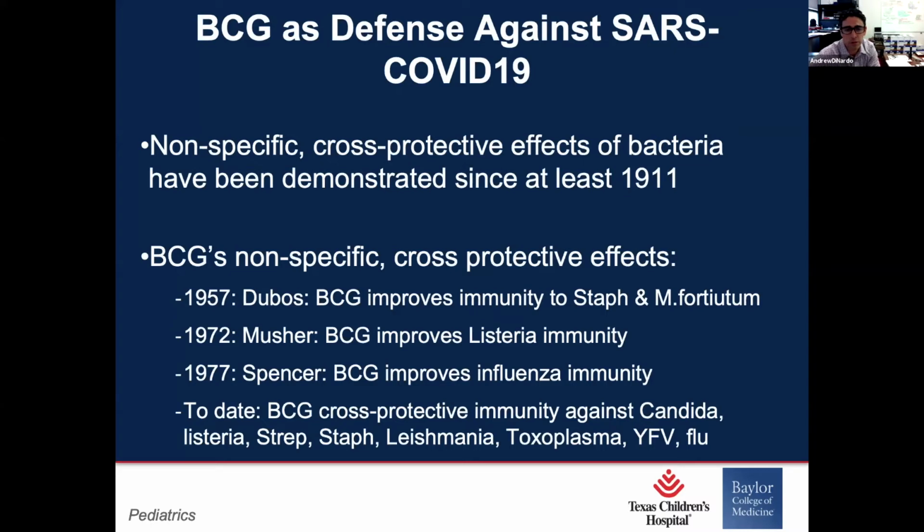Introduction. I'm going to fly through this to stay within my 6 to 7 minutes. So we've known that there's a non-specific cross-protective effect between bacteria since at least 1911. Here you have a bunch of historic studies specific to BCG that have demonstrated BCG's non-specific cross-protective effects, improving immunity to staph, to other mycobacteria, to listeria, to influenza. To date, studies have shown BCG is cross-protective and induced beneficial immunity to all of these different pathogens that you can see here.